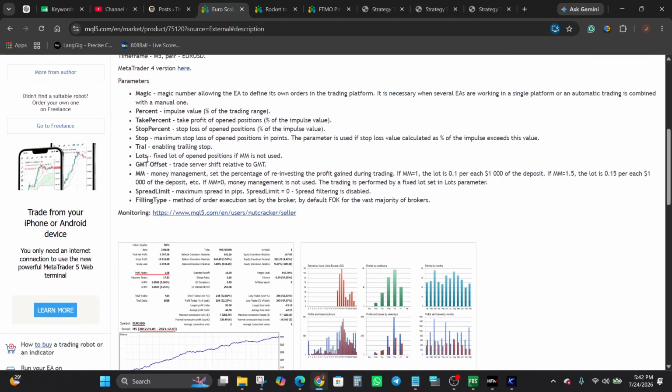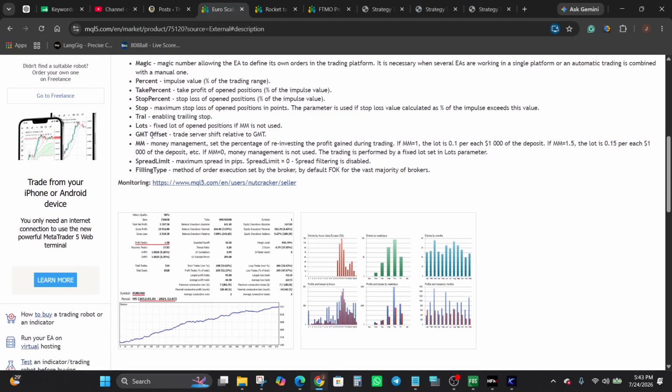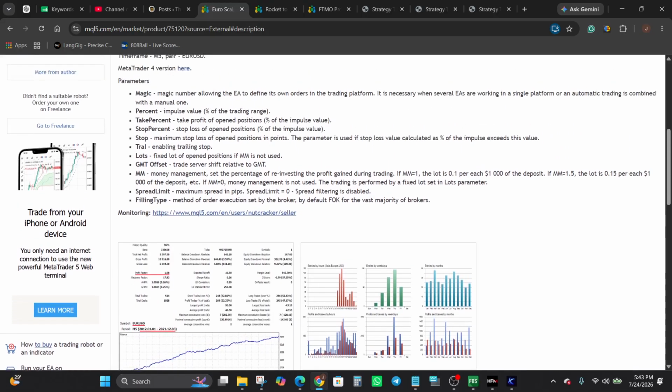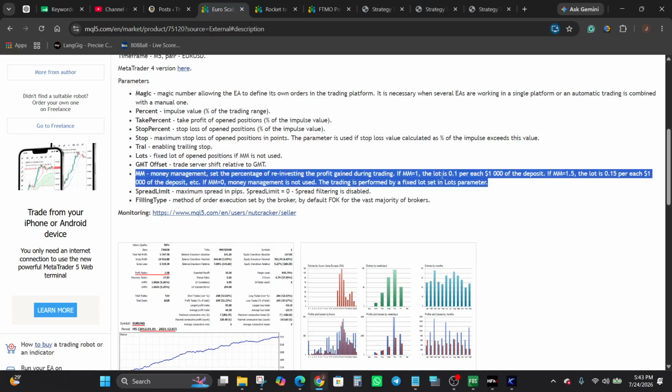trailing stop management, and GMT offset to sync with broker server times, spread limit to avoid execution during high spread conditions, and then the money management settings where setting to 1 risks 0.1 lots per $1,000 of deposit.